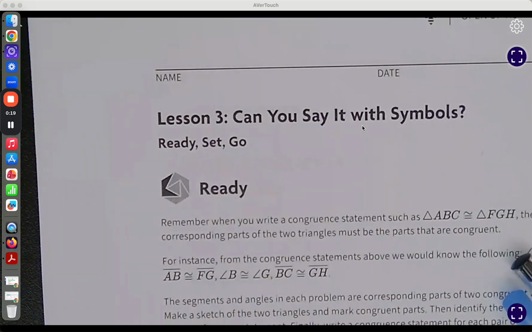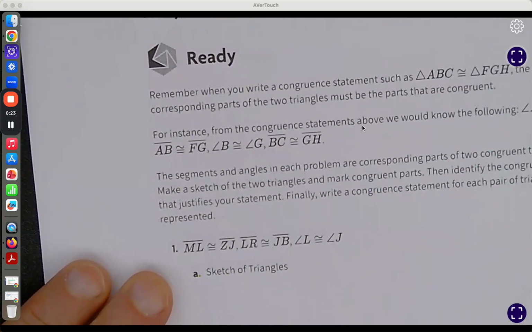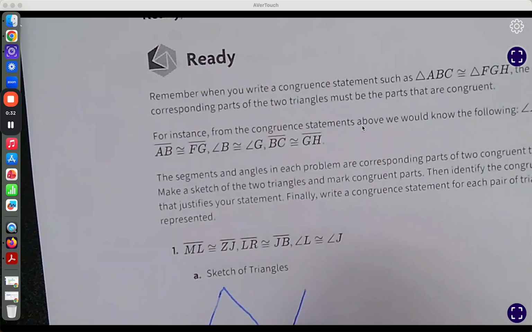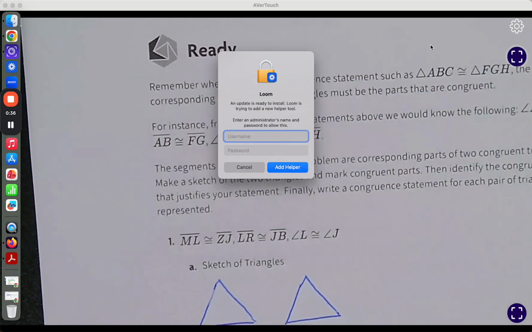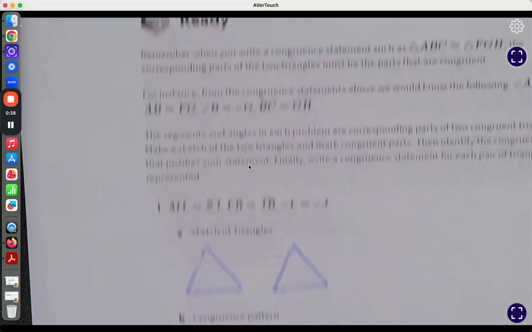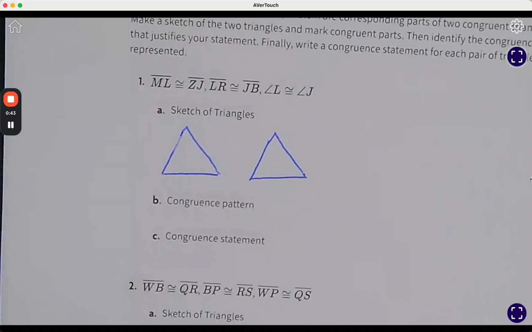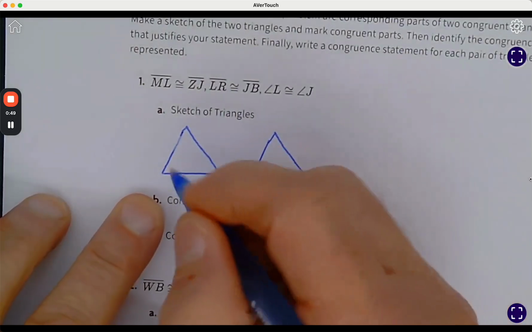All right. So, they want us to sketch this triangle, so I'm going to sketch two triangles. So I'm going to sketch this one, bada bing, and I'm going to sketch this one. That's going to look like they are the same, right? So there's that right there. Now notice they gave me information. So the information they gave me was that ML is congruent to ZJ. So I need to put that information in my diagrams.